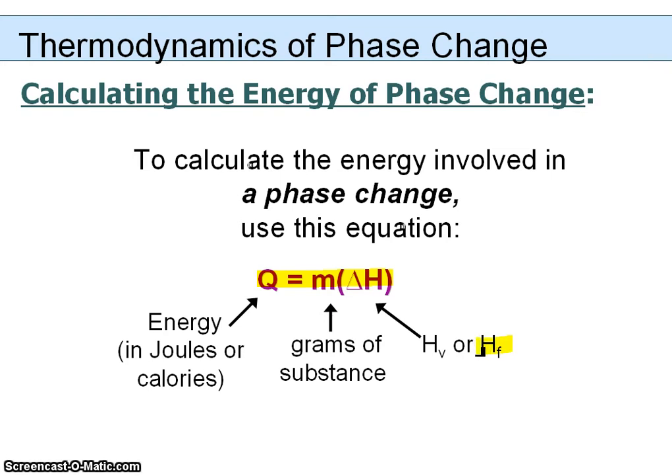If, however, you're doing a phase change that involves either vaporization, which is boiling, or condensation, which are the same process, just one is positive and one is a negative value in terms of the phase change or entropy, then you are going to use HV. And again, HV and HF are characteristics of a substance that you would look up on a reference table. And again, you're going to use m for the mass in grams, and energy is either in joules or calories.